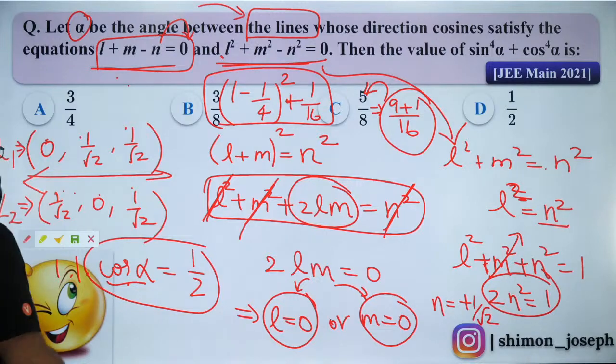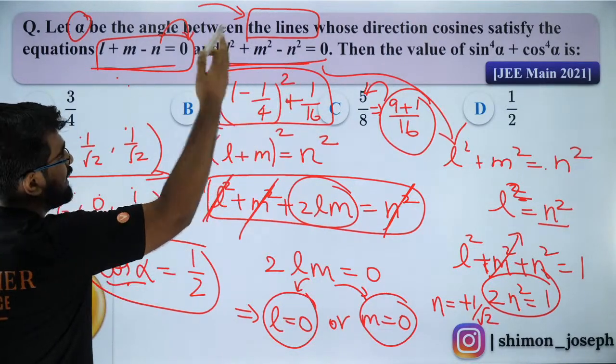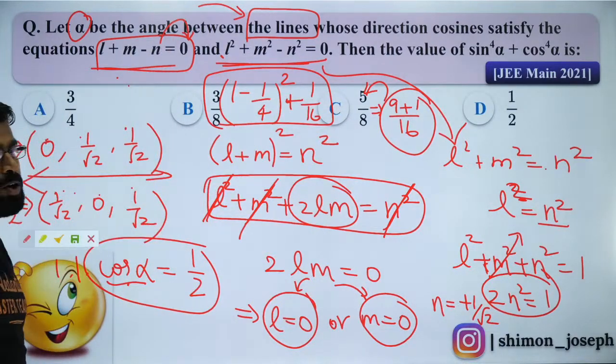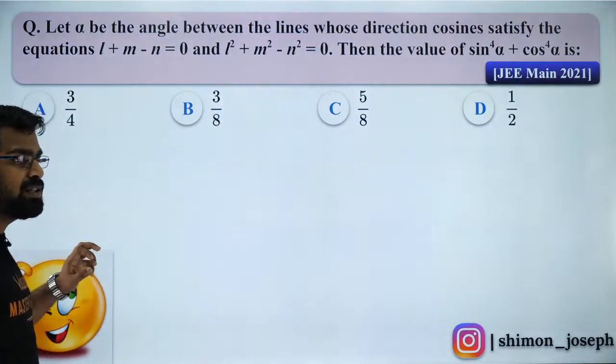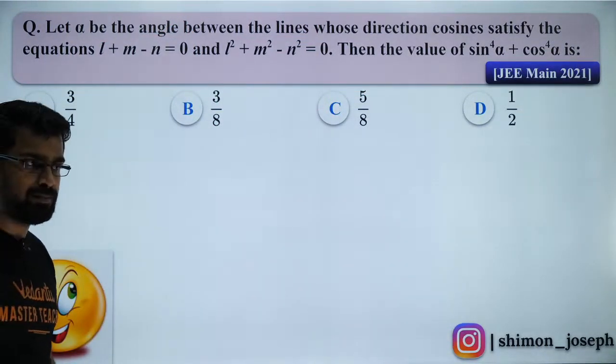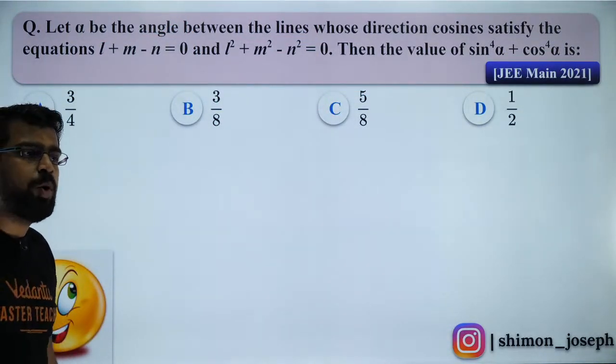Okay. So you need not find alpha. Directly you can put it there and get the answer. So the answer will come out to be 5 by 8 or 10 by 16. So that will give you option C. So option C, my dear students, is the right answer. Okay. Everybody cool with it?